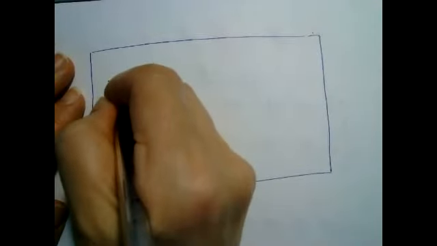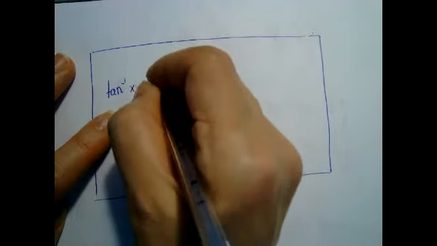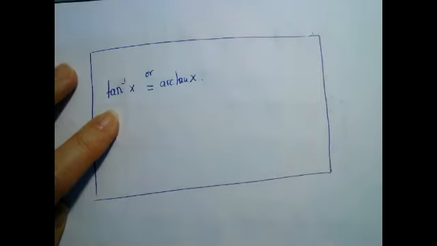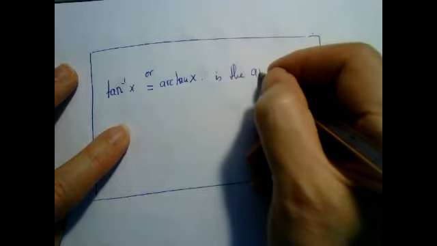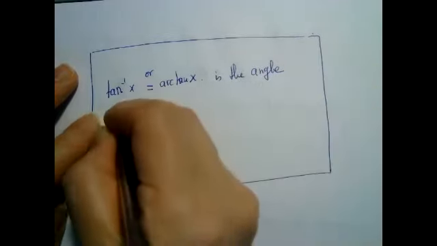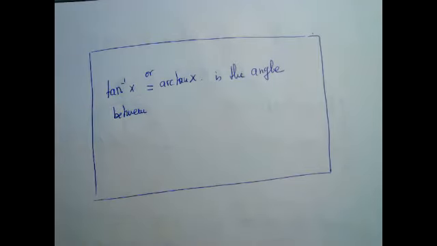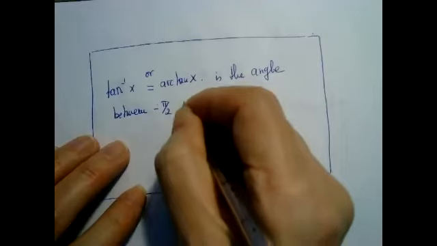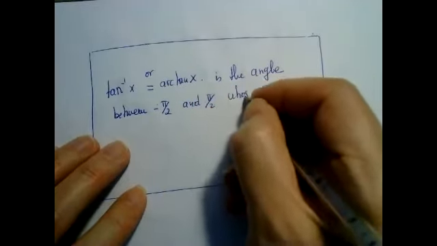Tangent inverse of x, or arc tangent x, is the angle between... Now the difficulty in those is you have to remember which angle each function gives you. It's the angle between minus pi over 2 and pi over 2 whose tangent is x.